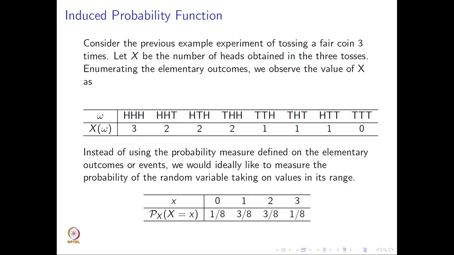This table describes the notion of the induced probability function, which maps each possible value of the random variable to its associated probability value. For example, in the table, the probability of the random variable taking on the value of 1 is given as 3 by 8. Since there are 3 elementary outcomes in which only one head is observed, and each of these elementary outcomes has a probability of 1 by 8.